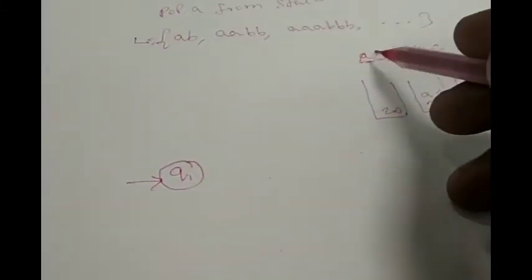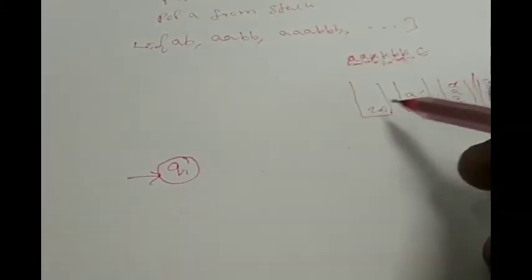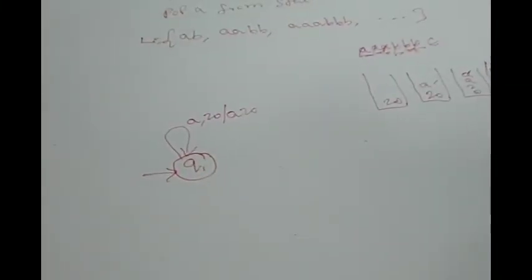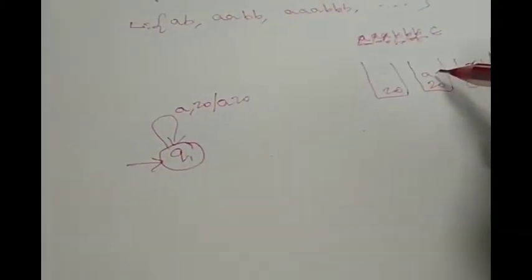So initially, what is the input? Input is A and the topmost symbol is Z0. Okay, so I just move on the same state. Input is A, topmost symbol is Z0. So what should I do? I have to push it inside. Push the A inside the stack, so it becomes AA Z0. Okay. Now come to the second state.